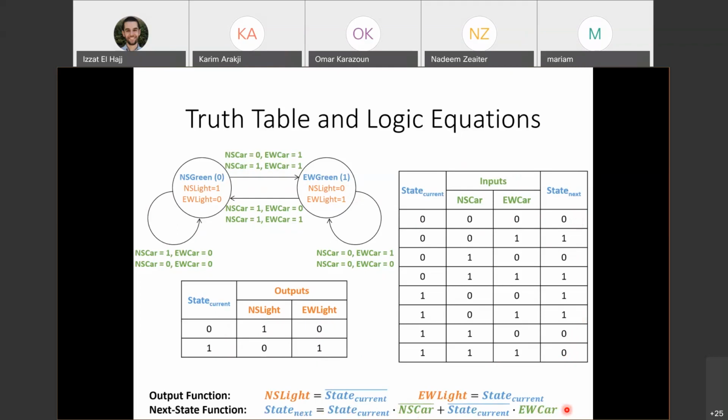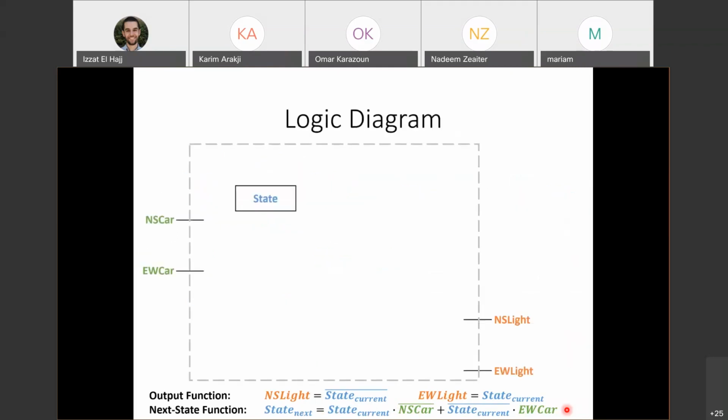Now the final step is to go and implement my finite state machine based on these equations. So let's do that. Here is the logic diagram for my finite state machine, and these are my equations down here. I have my 2 inputs, NS car and EW car. I have my state, which in this case is just going to be 1 bit, so I'm just going to have 1 state element. If I have a 2-bit state, I'll have 2 state elements, etc. And then here I have my outputs, NS light and EW light.